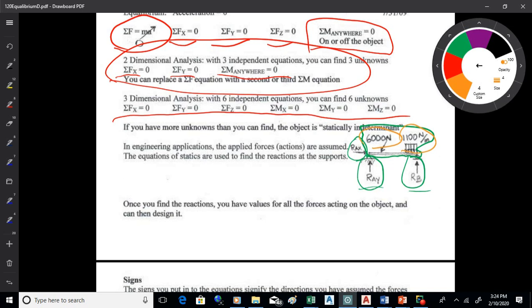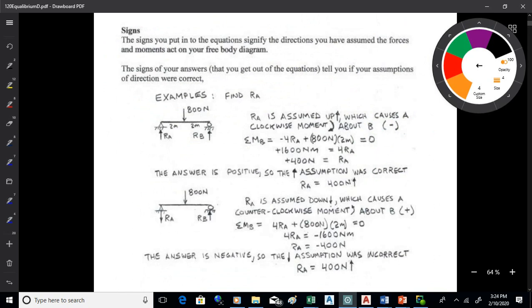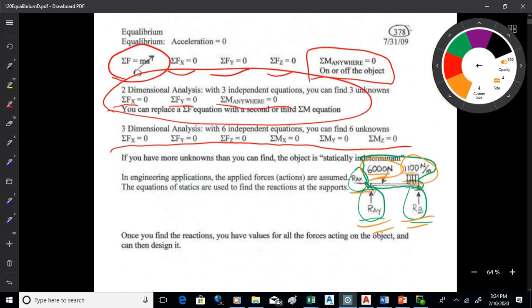So step 1 is to figure out what the applied forces are. Then you do an equilibrium analysis and figure out what the reactions at the supports are. Then after that, you start going inside the object and designing it so that it's strong enough to handle all this stuff. So that's kind of the big picture on this.